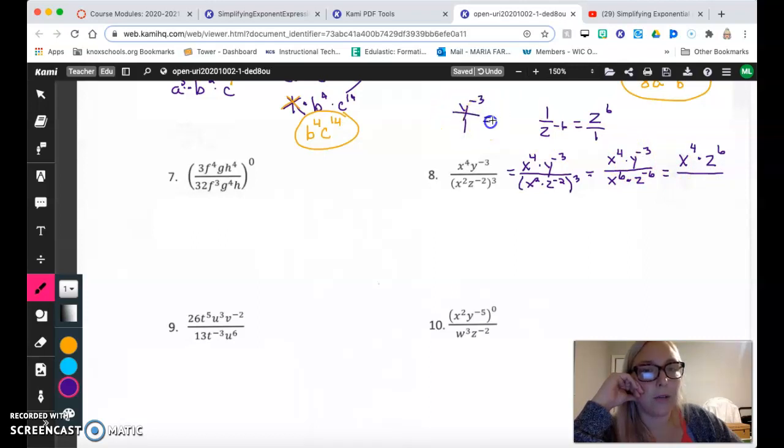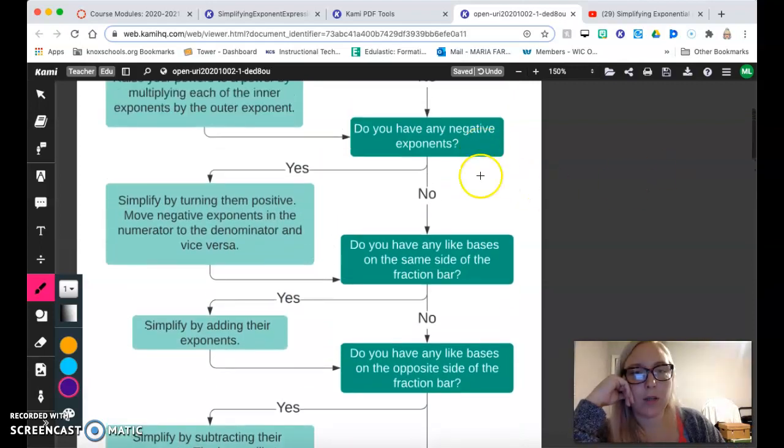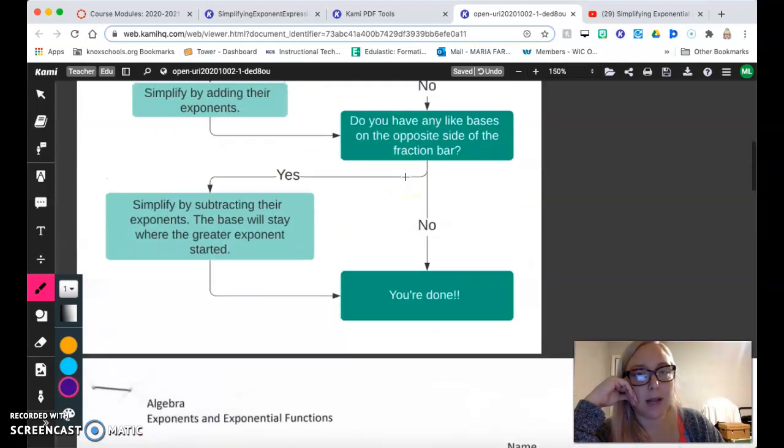When it gets flipped into your reciprocal, it becomes 1 over y to the third. So then we end up with x to the 6th times y to the positive third on the bottom. So remember, when you have a negative exponent on top, it gets flipped to the bottom. When you have a negative exponent in the denominator, it's going to get flipped into the numerator. According to our flow chart, after the negatives, we look for, do we have like bases on the same side of the fraction bar? We do not here, so we move to the next step.